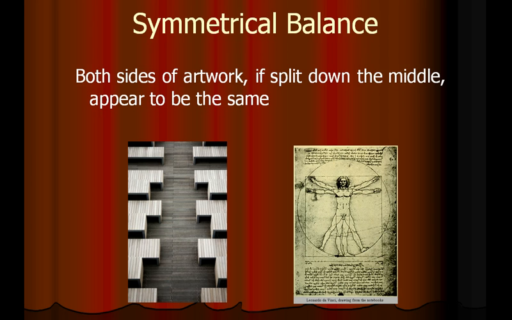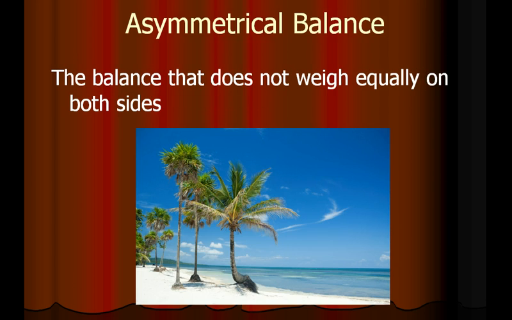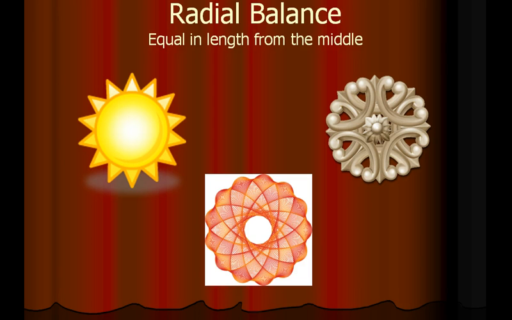Symmetrical balance means that both sides of the artwork, if split down the middle, appear to be the same. Asymmetrical indicates that the balance does not weigh equally on both sides. Radial balance means that it's equal in length from the middle.